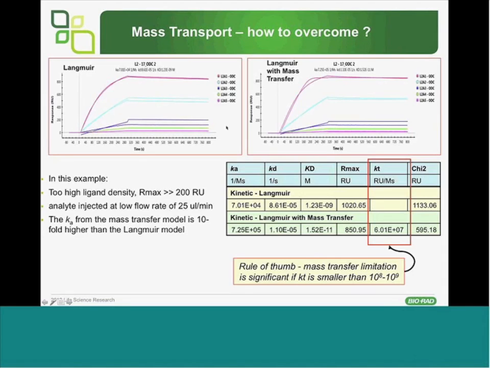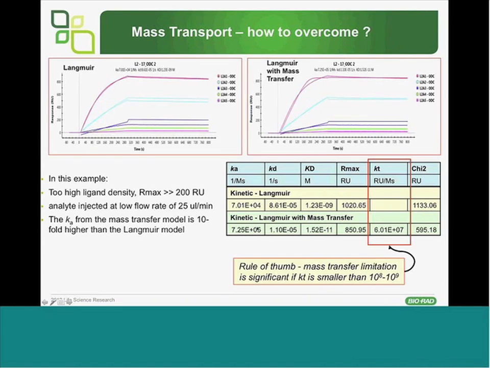And note that the RU here is also very high. We have an RU of 800 and an estimated Rmax of about 1000. This surface is definitely much too dense, and therefore we have a possible problem of mass transport. So the real solution here would be to repeat this experiment with a much lower Rmax. But in this specific experiment, one can also do the fitting. Instead of the Ligand model, one can use Ligand with mass transport, and you can see that the fitting parameters are really very different.